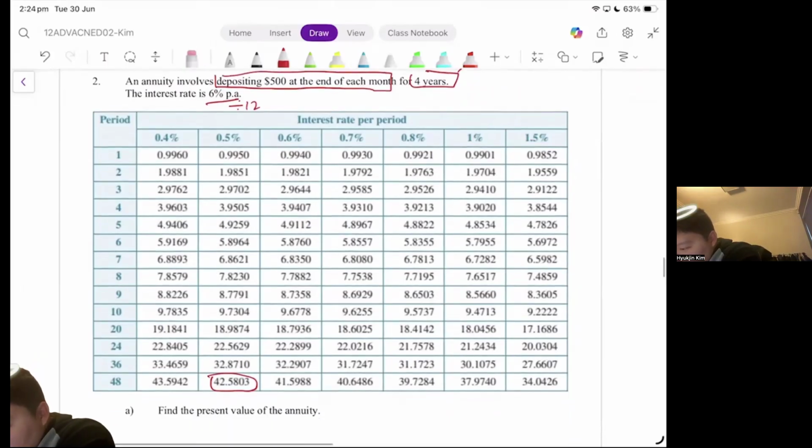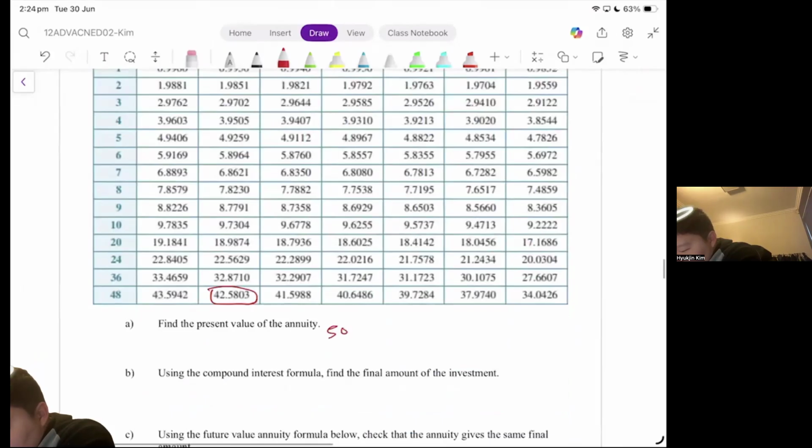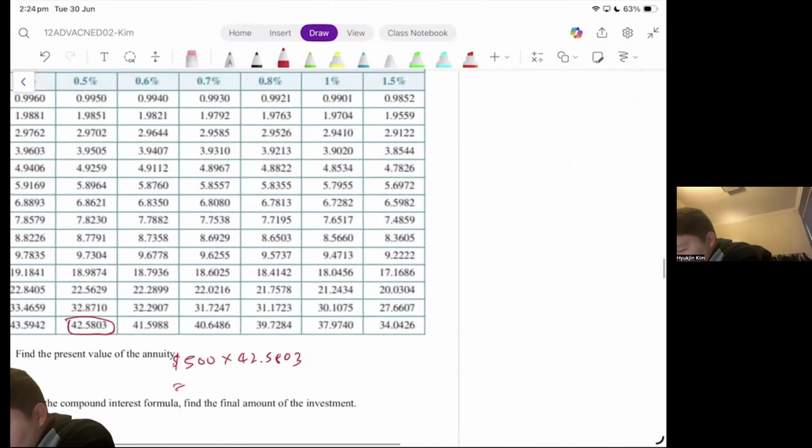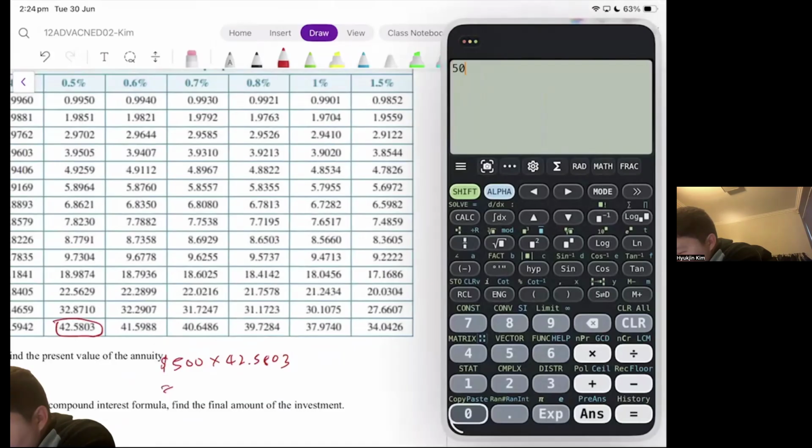So 500 times 42.5803. You have to multiply by all of it. And now you get 500 times 42.58.